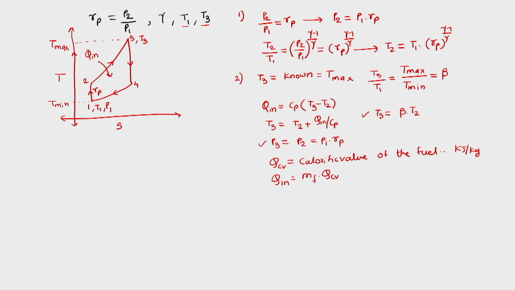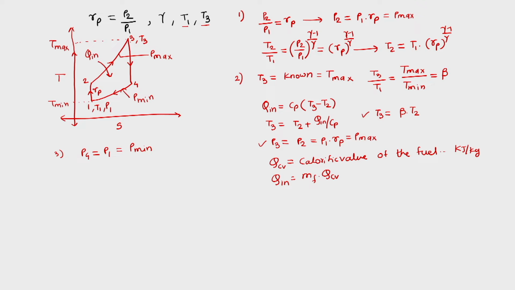And how do we find our next element, which is 4? For 4, again we know that P4 is equal to P1. So this is known to us. There is one more thing to remember: P2 is equal to Pmax, and P3 is also equal to Pmax. So P1 and P4 are equal to Pmin. That is the minimum pressure here, and this is Pmax, the maximum cycle pressure.